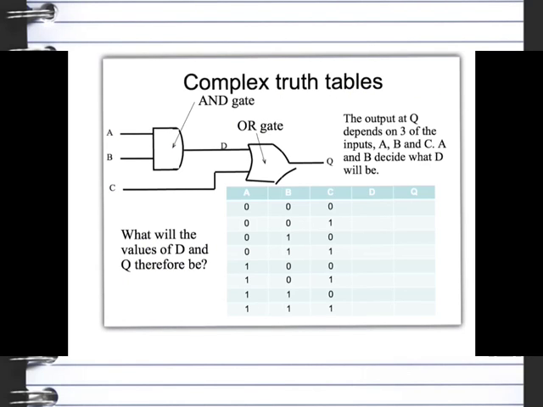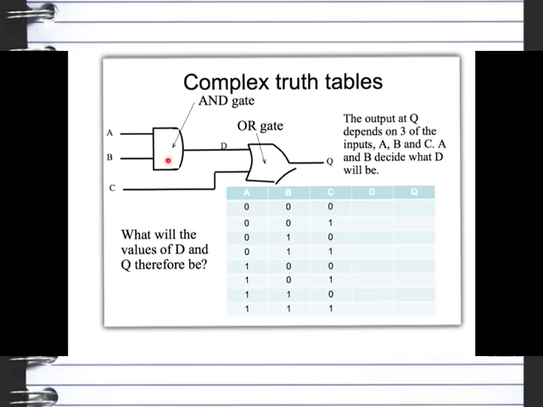Now this is where we get to some quite complex truth tables. Here at the bottom, this is what we call our truth table. We've got our inputs A, B and C. For A, it can either be off or low or 0, or it can be on or high or 1. And it's the same for B as well.